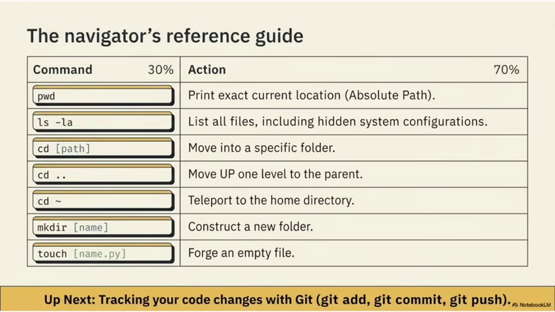Up next, we're going to be tracking our code changes with git add, git commit, git push. Now that you can create and navigate project files from the terminal, you're ready to put them under version control. Git is how professional developers save checkpoints, collaborate with teammates, and submit professional work. That's the next module.